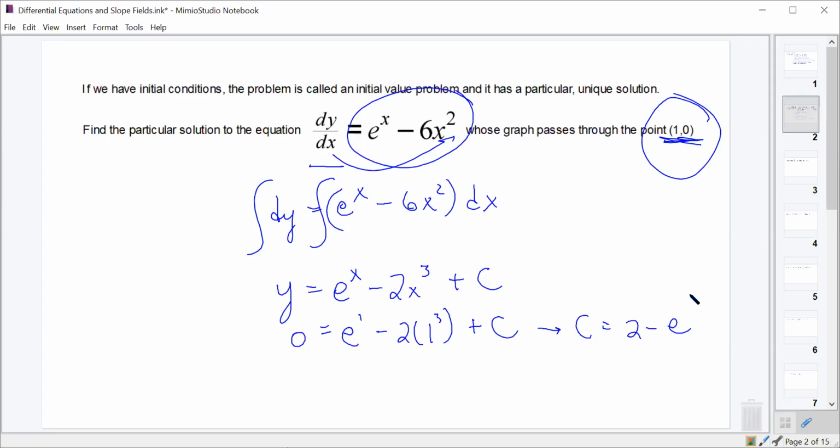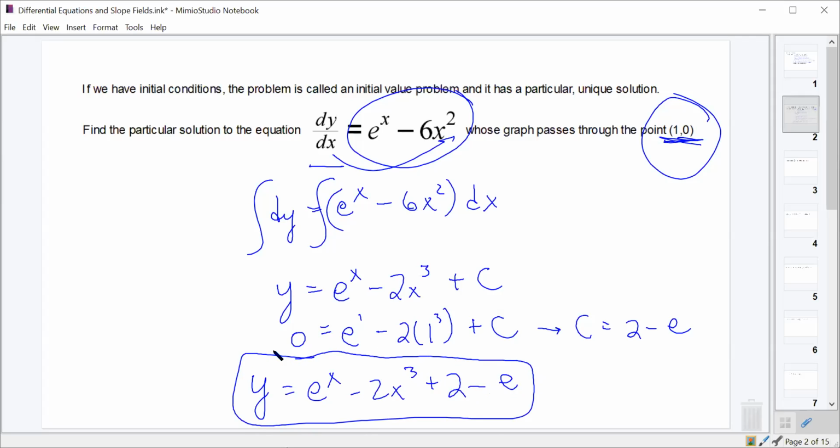Good. So our final function, the particular solution to this differential equation, is y equals e to the x minus 2x cubed plus 2 minus e. Note that if we take the derivative of this, we get e to the x minus 6x squared, and then the plus 2 and the minus e would go away. And if we plug in 1 for x, we end up getting 0 for y. Everybody good there?